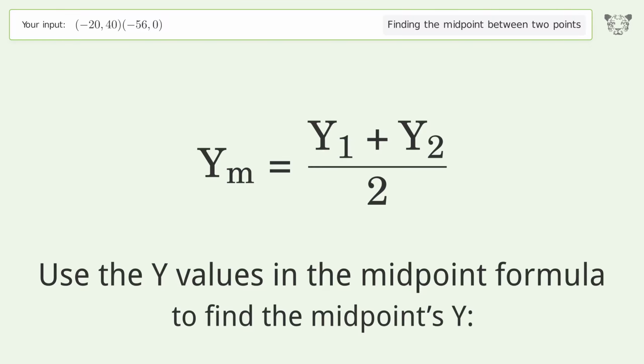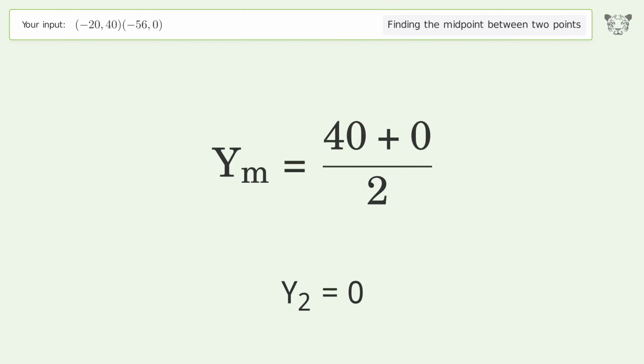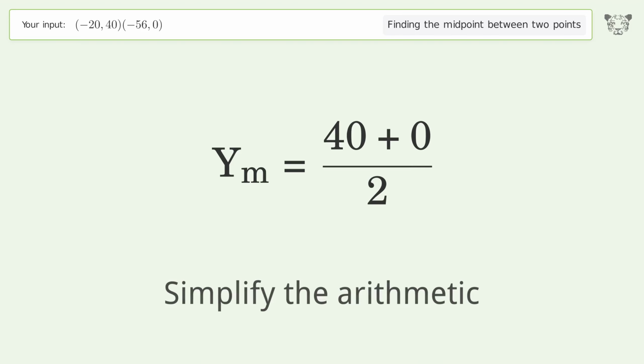Use the y values in the midpoint formula to find the midpoint's y. y1 equals 40. y2 equals 0. Simplify the arithmetic.